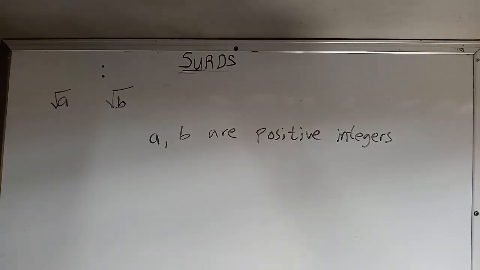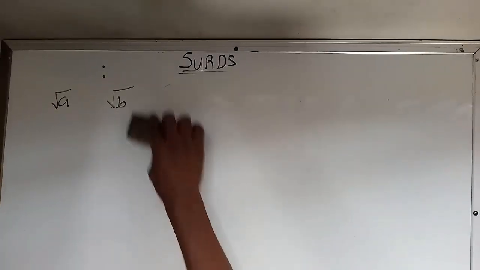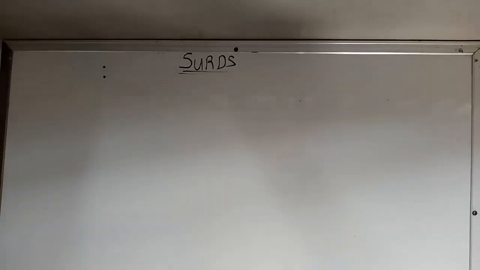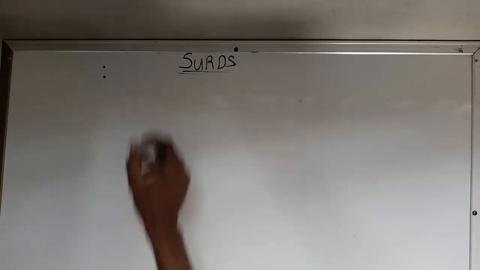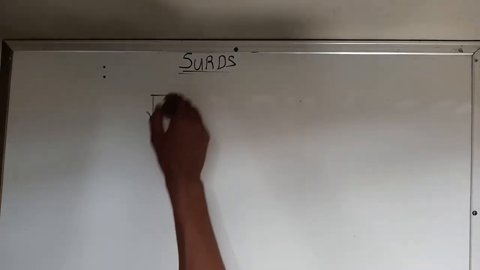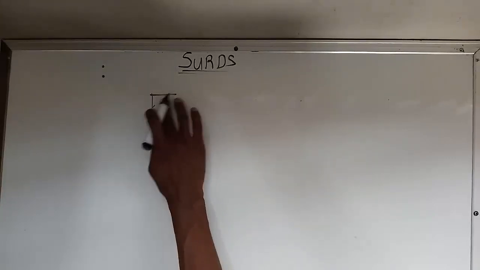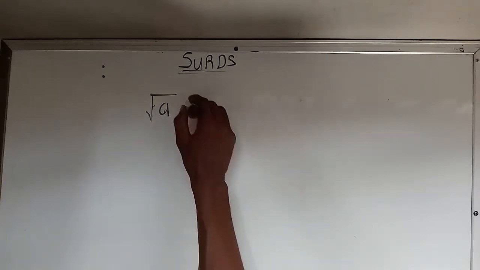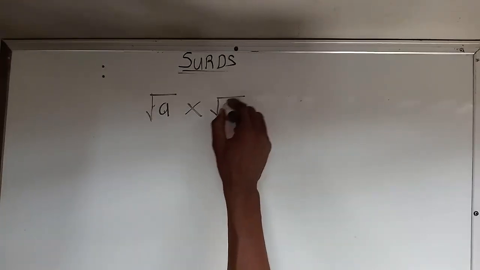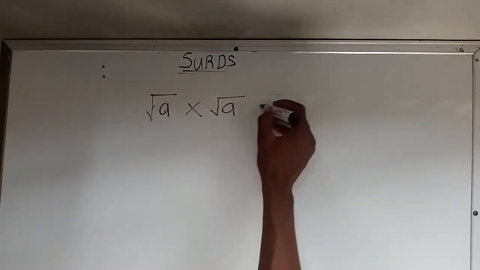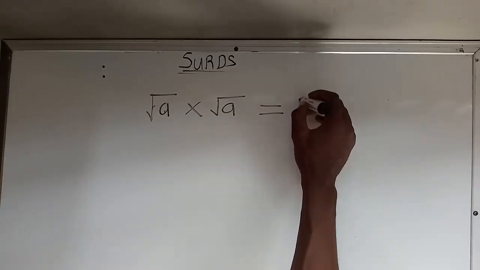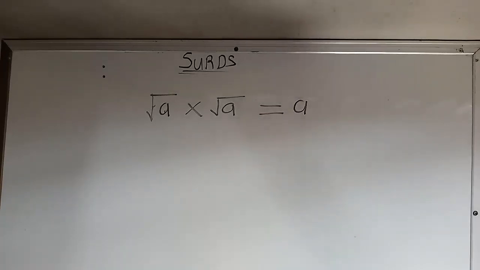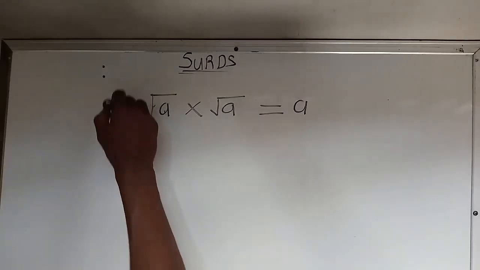Now let us consider some properties, some rules that will help us simplify sets. So if we have square root of a times square root of a, this will give us a. So this is the first property.